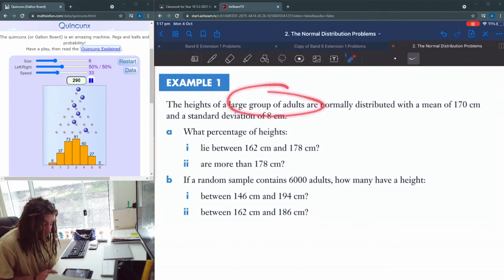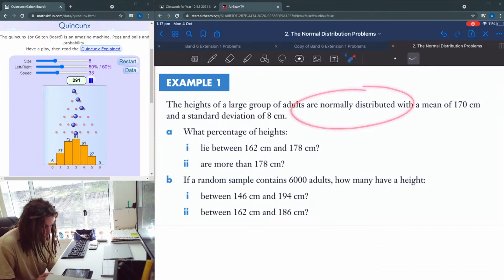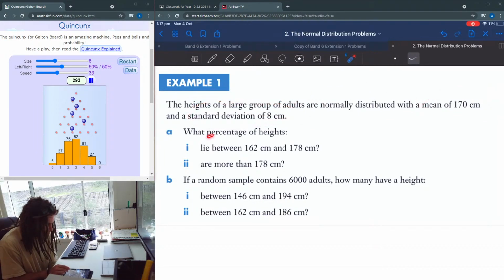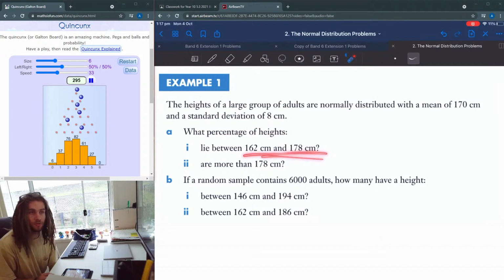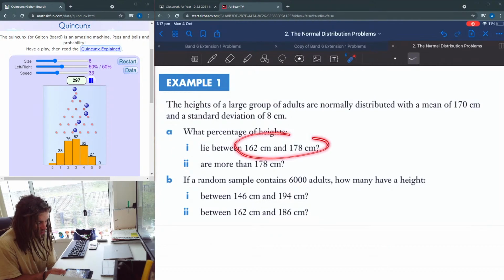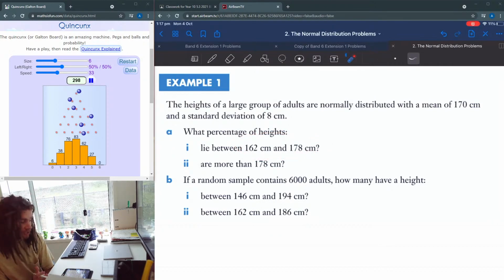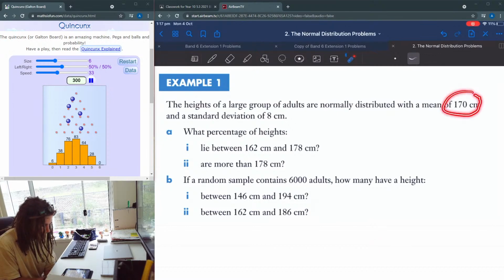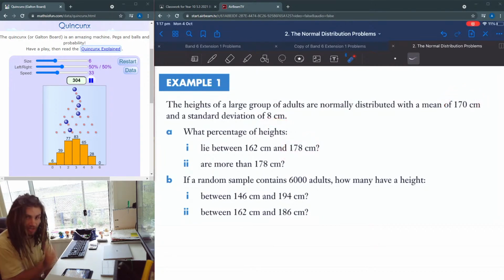It's a large group, large sample size. They've told me it's a normal distribution. They've told me the mean, and they've told me the standard deviation. They want to know the percentage of heights that lie between these two scores. Now, it's 100% going to be the case that these two scores are a certain amount of standard deviations away from the mean. So 170 is actually 8 away from 178. So that means that this score is a standard deviation that way.